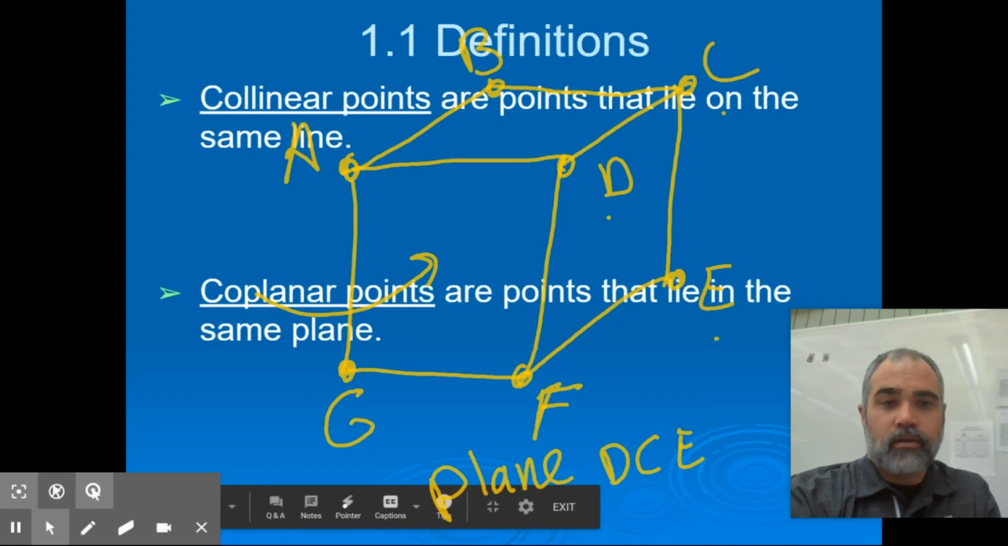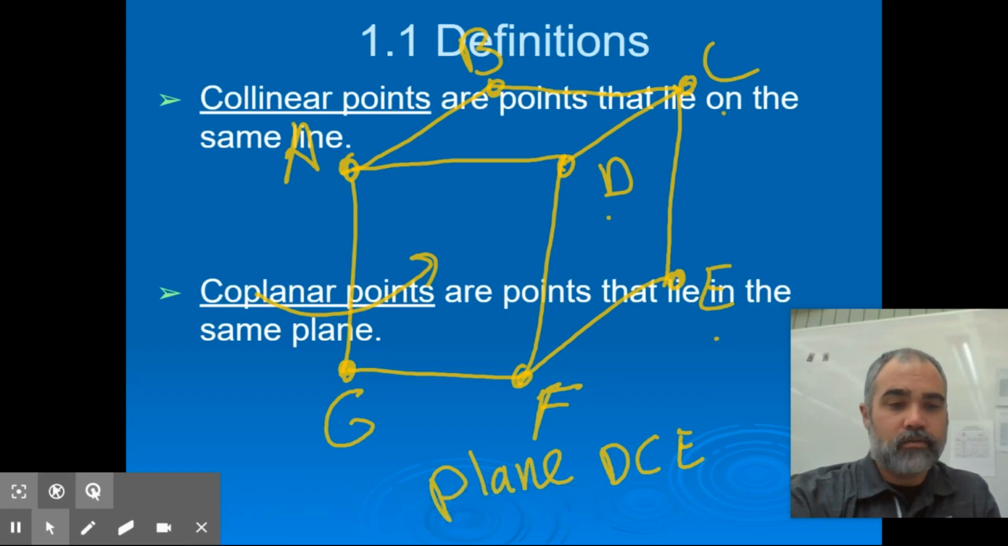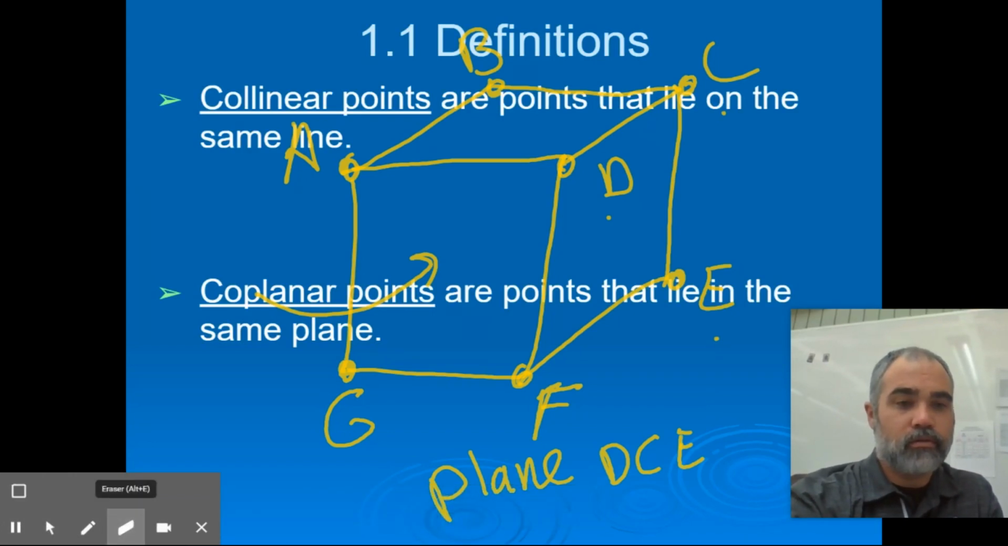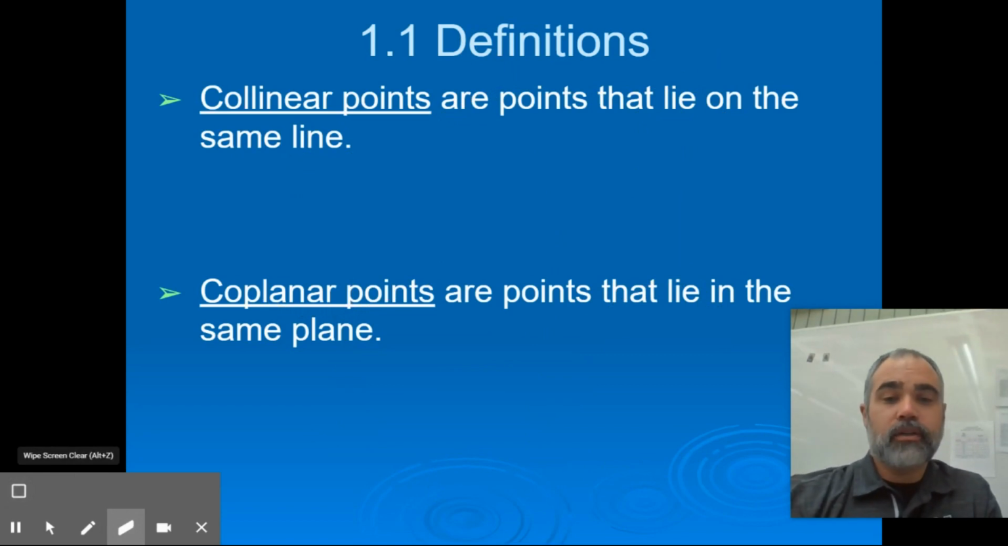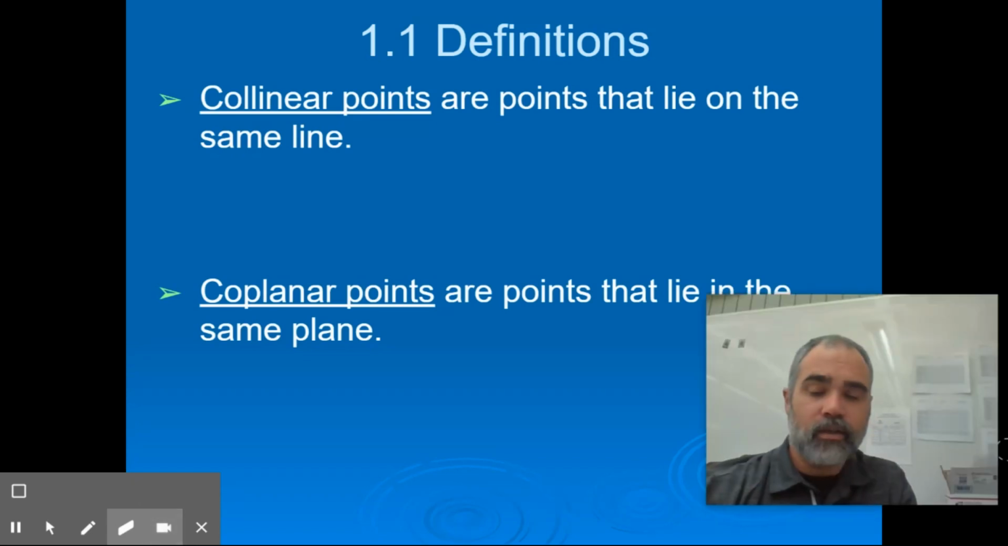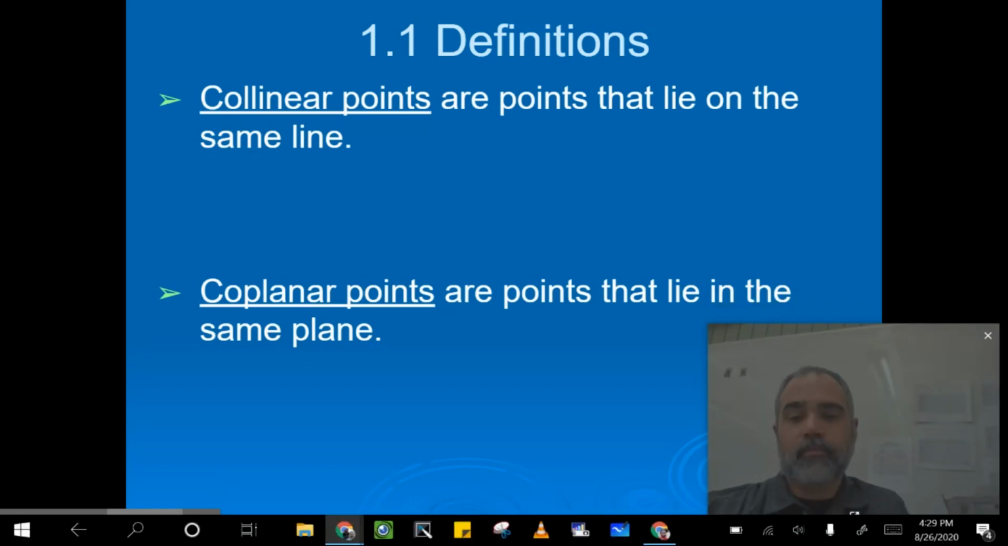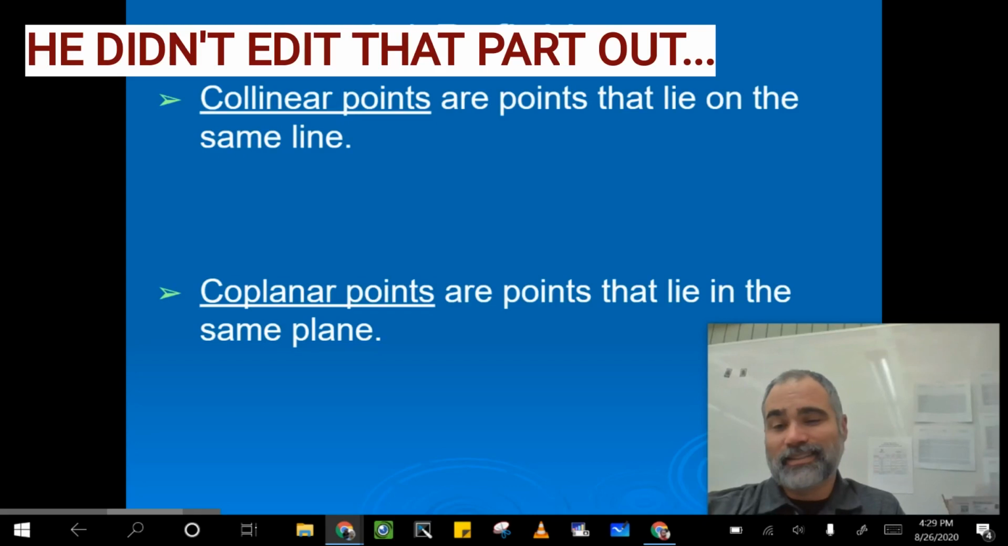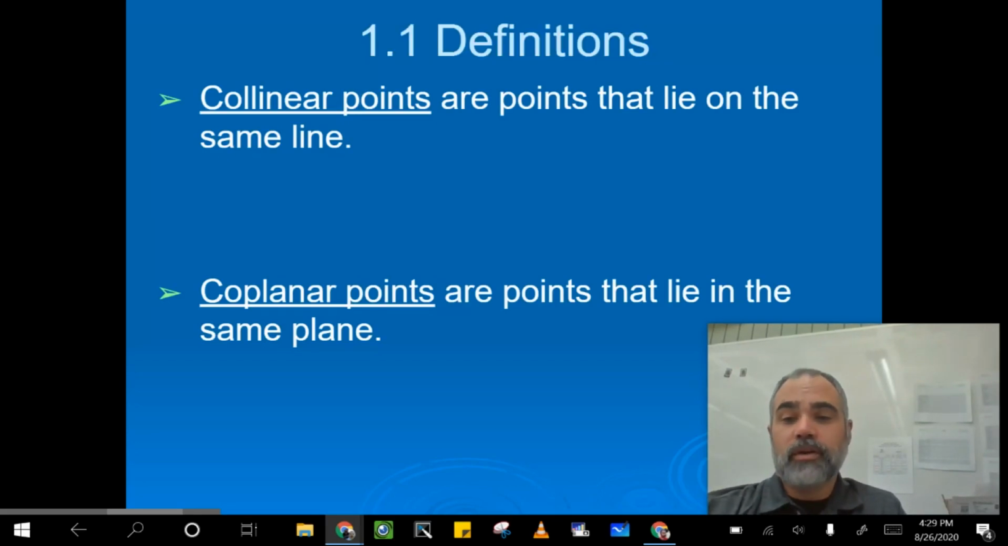Oops. Whoa, that's not what I wanted to do. All right, so here's some extra definitions. So what do we got here? No, that's easy. Okay. I'm gonna have to edit this. Anyway, so here's some more definitions for you.